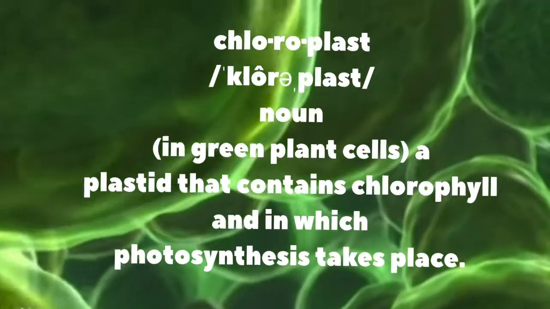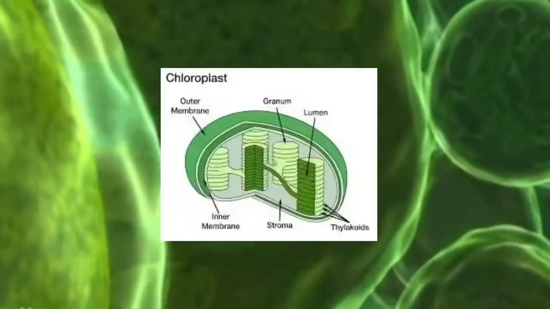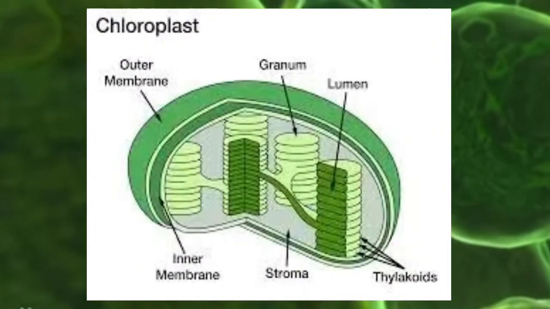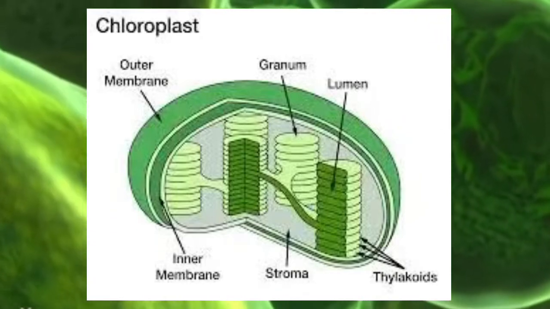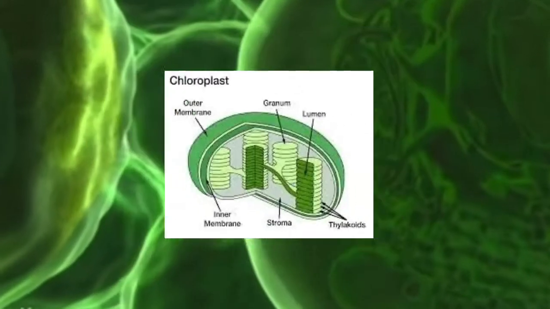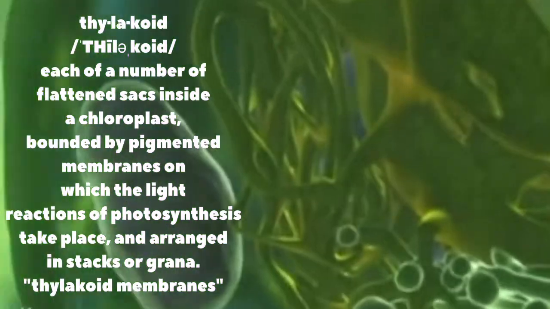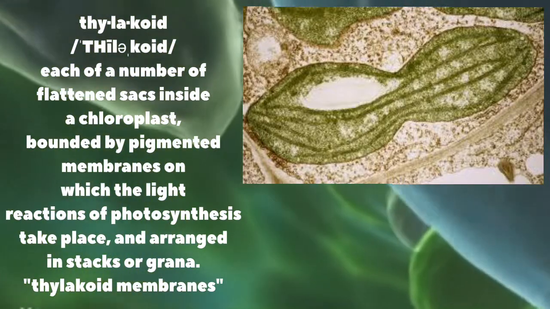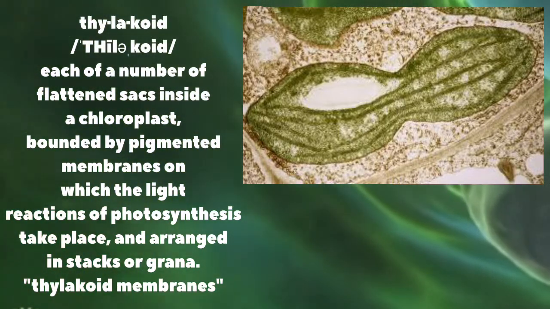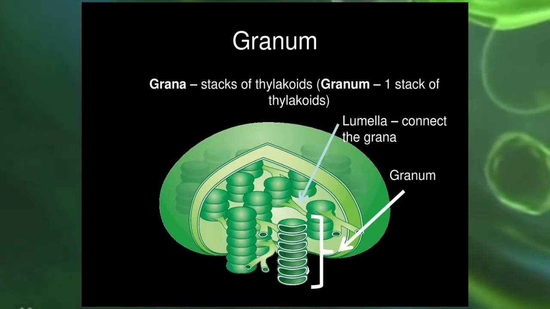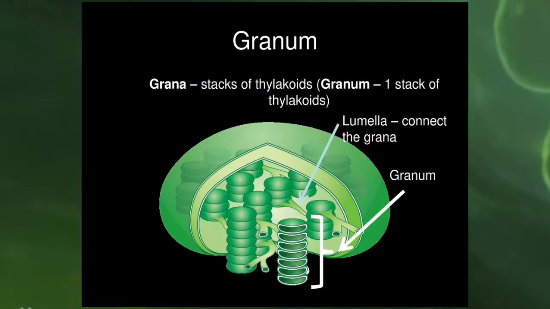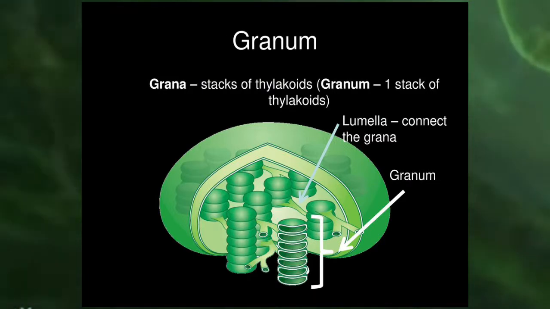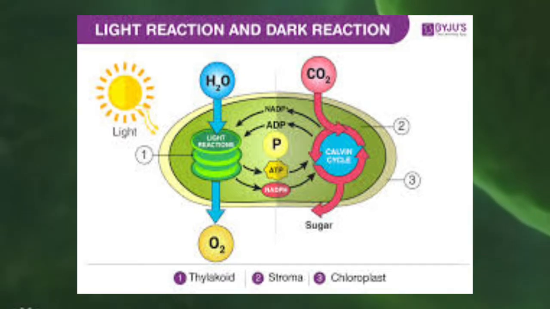Within the chloroplast you've got these structures, flat little membrane sacs called thylakoids, and they're stacked up on top of each other. That's called a granum. And this is where your light reactions take place. We'll talk about light reactions and dark reactions, because photosynthesis is a blanket term describing two main processes, your light and your dark reactions.